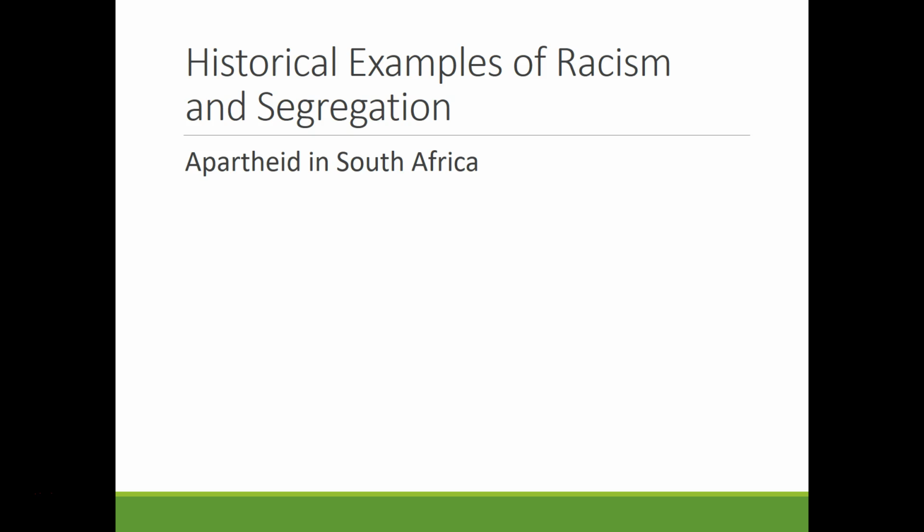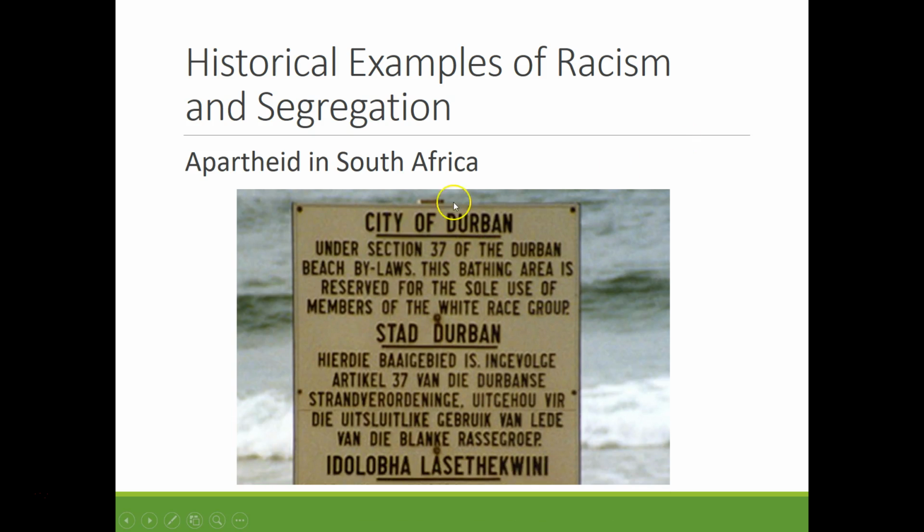So apartheid, these were laws that literally separated the races and ethnicities. You can see here, they use multiple languages, but Afrikaans was one of them, which is ironically a Dutch dialect. Go figure, right? It's one of the ironic things there. You can see this is in two different languages, the city of Durban, South Africa. Under this specific law, the bathing area, which is weird for a beach, right, is reserved for the sole use of members of the white race group. So the beach itself is separated.